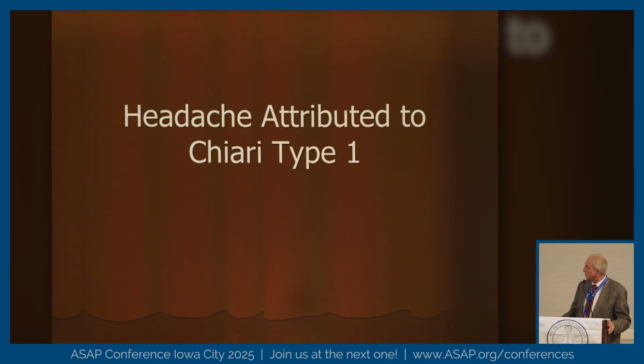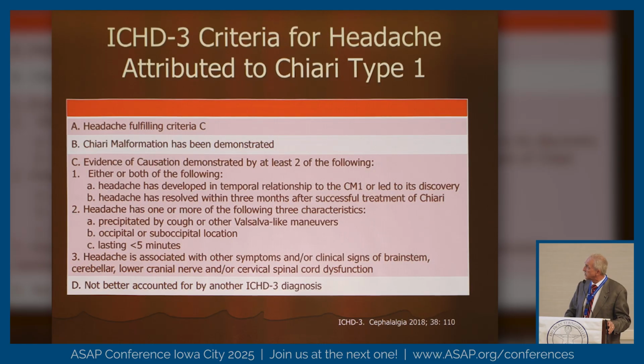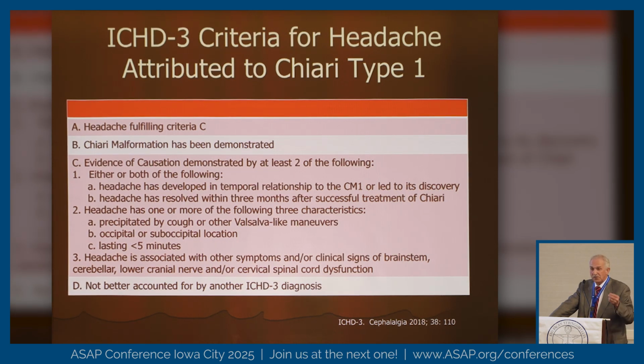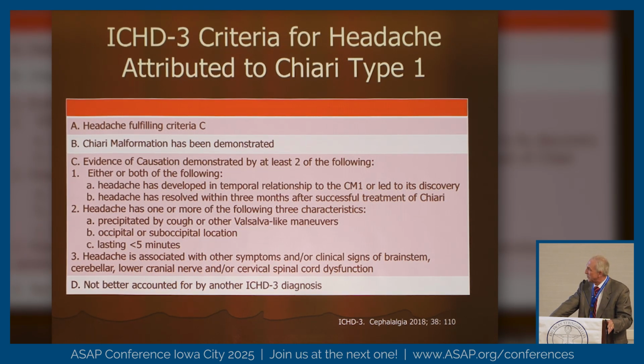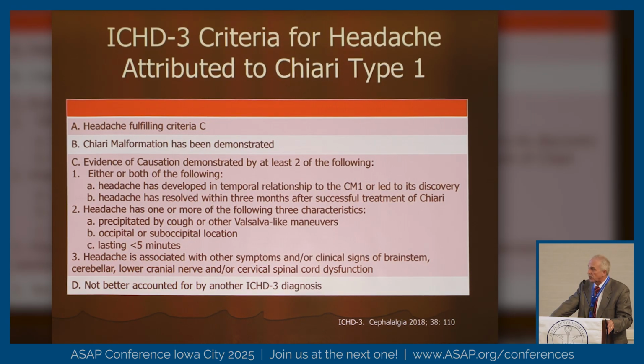So let's talk about headache attributed to Chiari 1. These are the International Classification of Headache Disorders. This is kind of our Bible for diagnosing headache disorders. They basically say that to have a headache attributed to a Chiari malformation, you first have to have a Chiari malformation, or at least 5 millimeters of tonsillar descent. And the headache has to develop in temporal relationship to the Chiari. I don't know how that could possibly be defined, or the headache has to resolve within 3 months after a successful Chiari decompression, which is probably more likely for us to make a diagnosis of that.